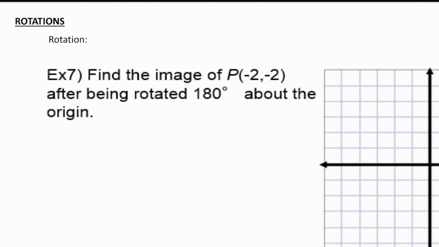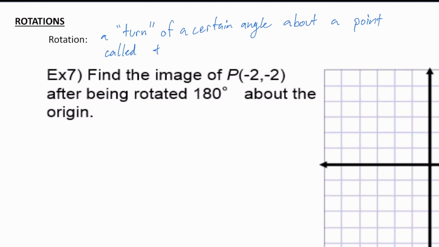All right, moving on to our third transformation that we'll be talking about this quarter. We have rotations, and so our definition of rotations is a turn of a certain angle about a point that is called the center of rotation.